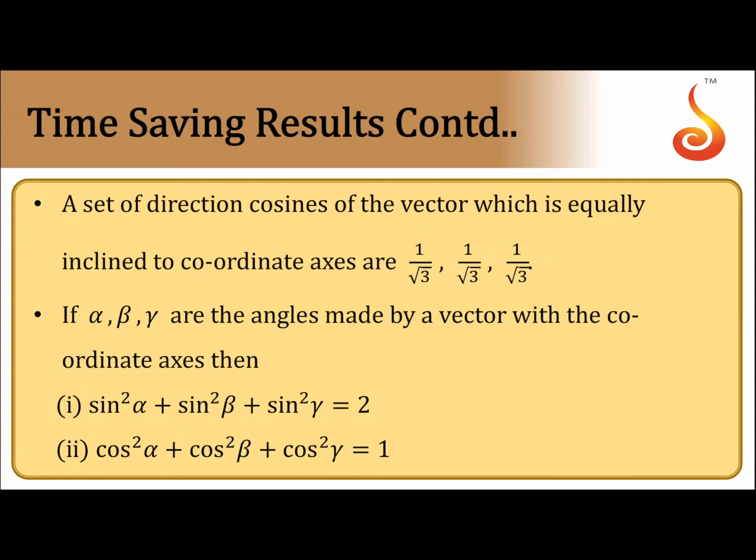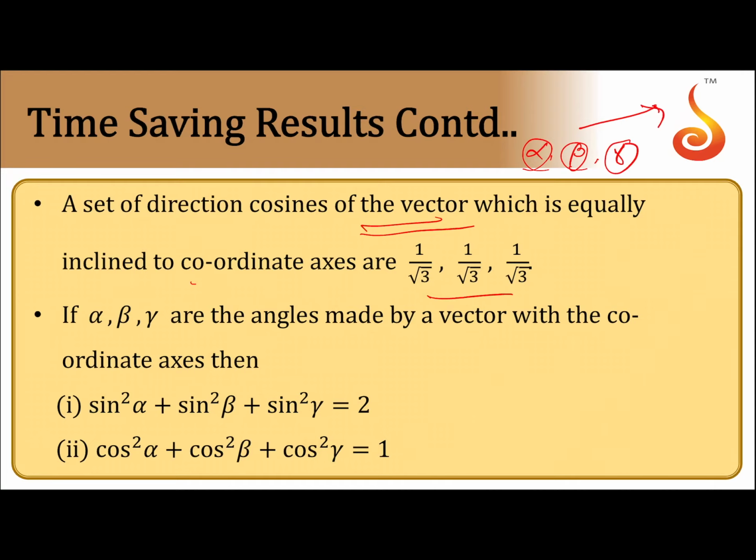Next, coming to the point: the set of direction cosines of a vector which is equally inclined to the coordinate axes are given by. First of all, what are the direction cosines? Suppose a vector makes angle alpha with the x-axis, beta with the y-axis, gamma with the z-axis, then cos alpha, cos beta, cos gamma are called the direction cosines of that particular vector.